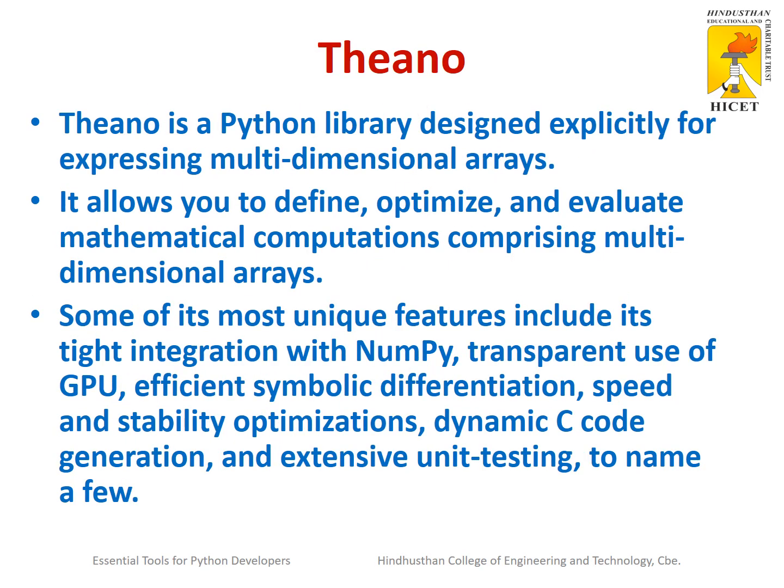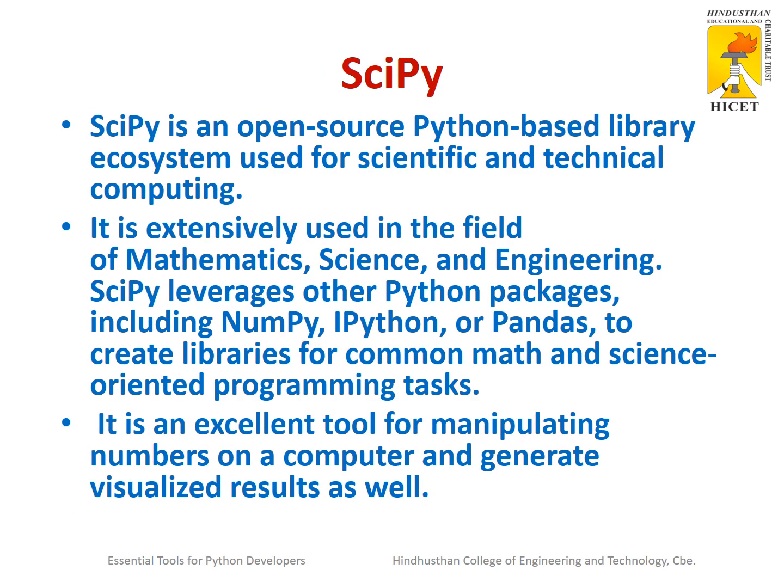So next, Theano. Theano is a Python library designed explicitly for expressing multidimensional arrays. It allows you to define, optimize, and evaluate mathematical computations comprising multidimensional arrays. Some of its most unique features are tight integration with NumPy, transparent use of GPU, efficient symbolic differentiation, speed and stability optimization, dynamic C code generation, extensive unit testing, to name a few.